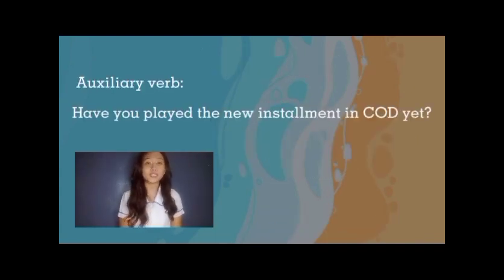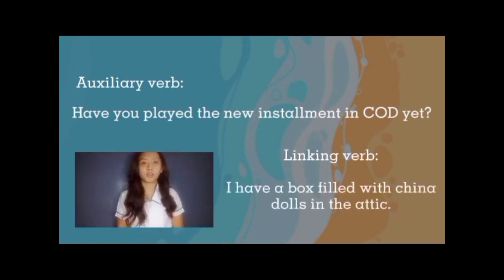Have you played the new installment in COD yet? So in this sentence, have is an auxiliary because it is paired with the action word played. It is simply helping the verb and putting more emphasis on the verb played. Now let's see it as a linking verb. I have a box filled with china dolls in the attic. So, what makes it a linking verb? Have is a linking verb in the sentence because it describes the subject I by using another noun, box.